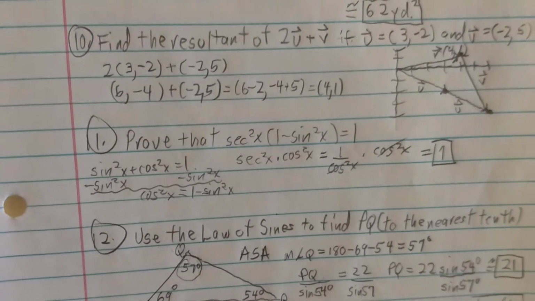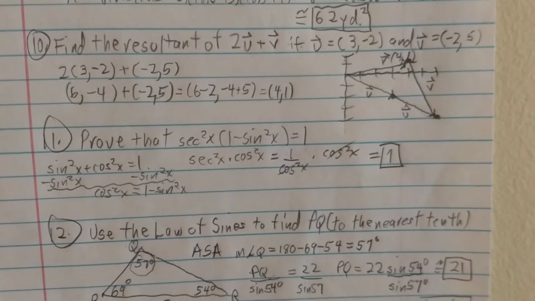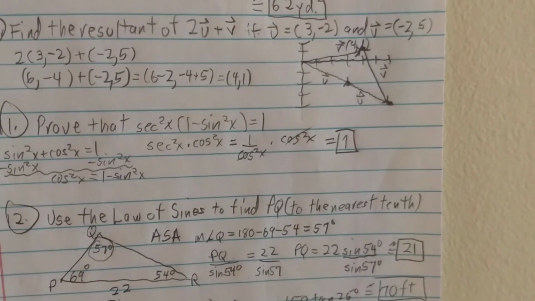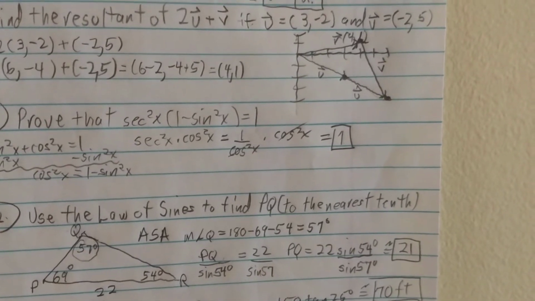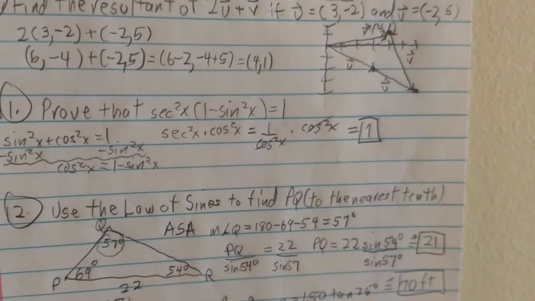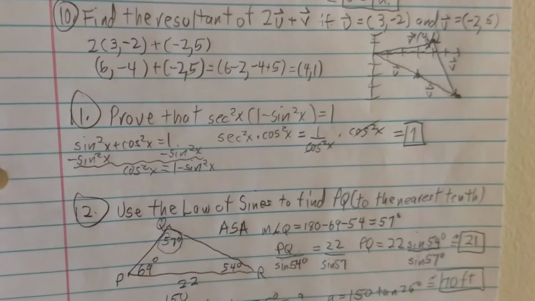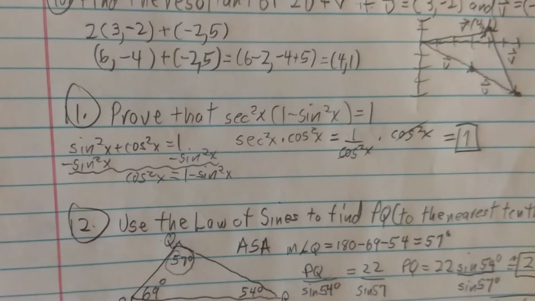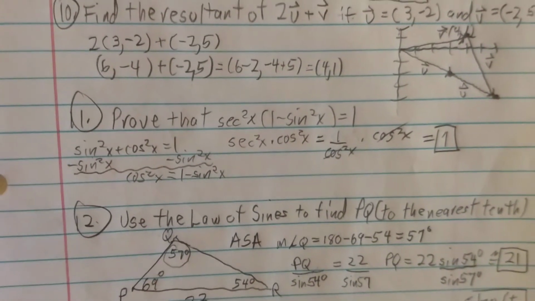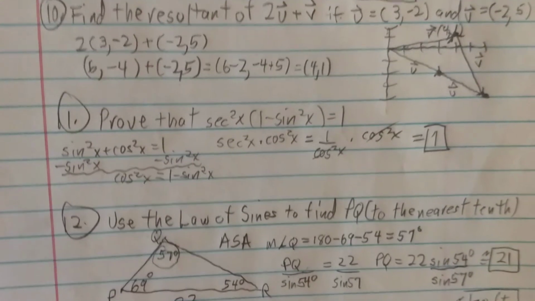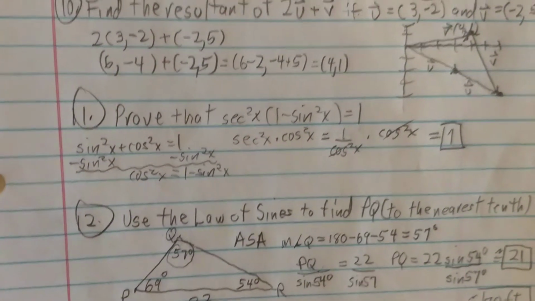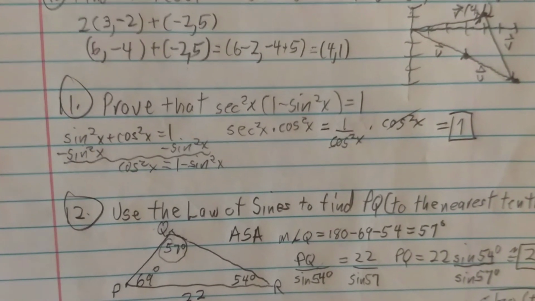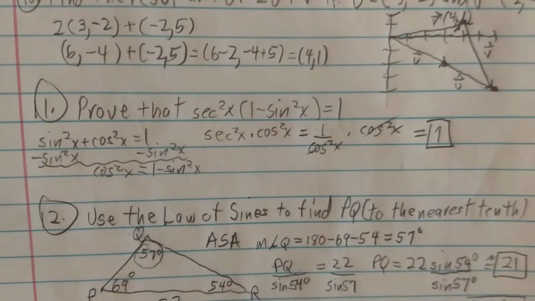Now for 10, it asks us to find the resultant of 2u plus v if u is (3, -2) and v is (-2, 5). Well, as you see there, I can do 2 times the vector (3, -2), which is (6, -4), plus (-2, 5). So we can add x components and add y components. Doing that, we get 6 minus 2 for the x component of 4, and -4 plus 5 for the y component of 1.